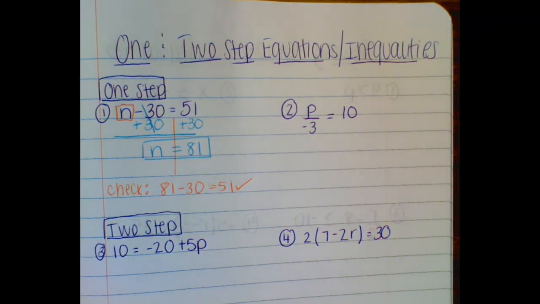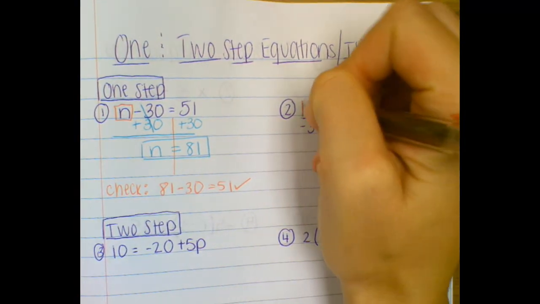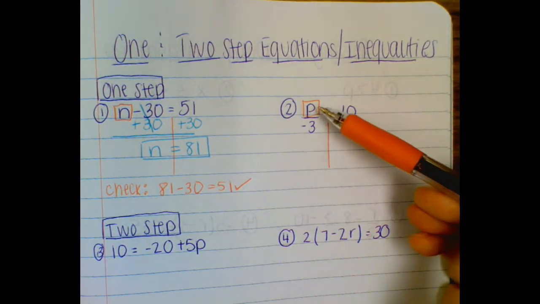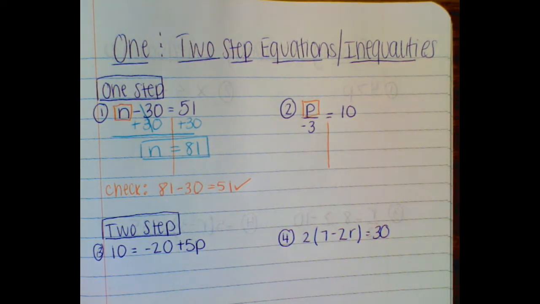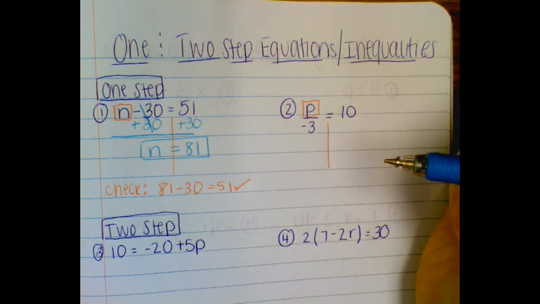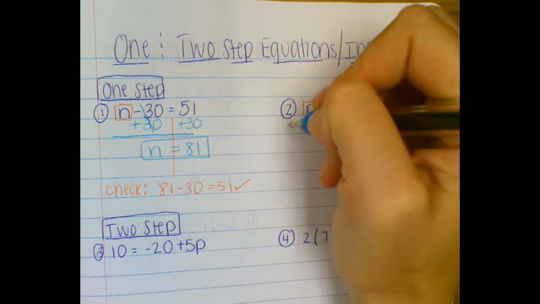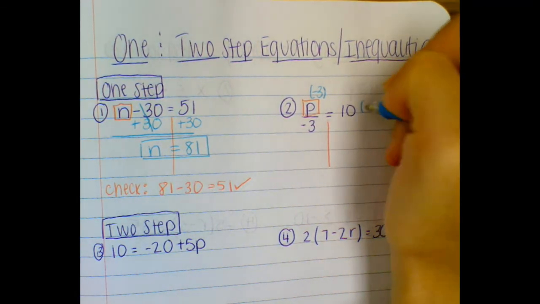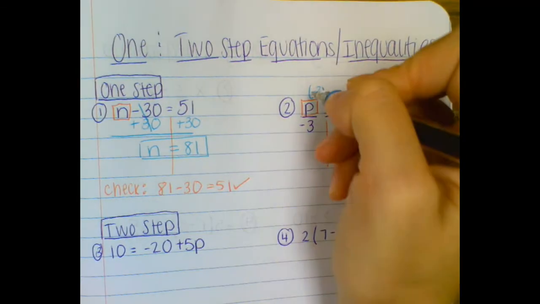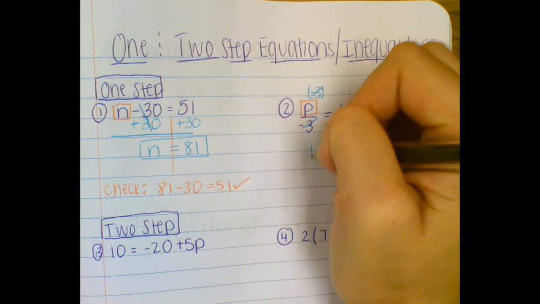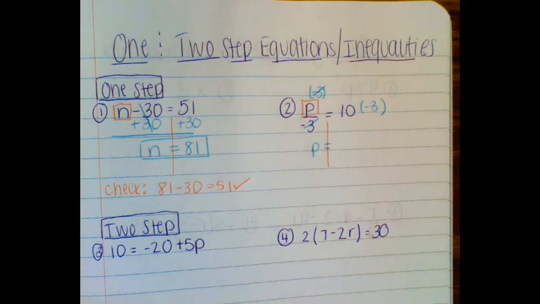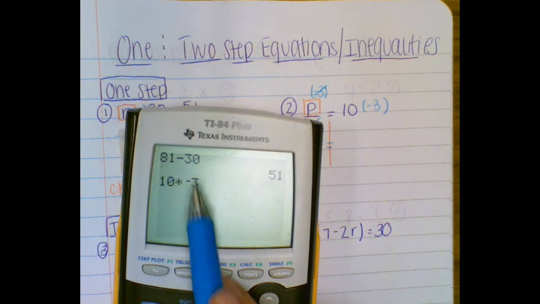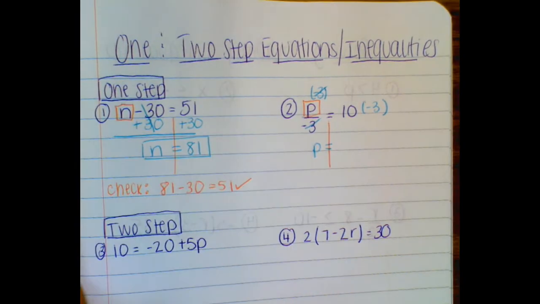Okay, the second one. So if I use the same tactic, here's the variable p, and here's my line down. In this case, this is the one that a lot of people mess up. P is being divided by -3. So if it's being divided by -3, the opposite is to multiply. So I want to multiply by -3 on the left side, and on the right side. So this cancels with this, so I have just p equals 10 times -3. Make sure you're using the negative, not the subtraction sign, so you get -30.